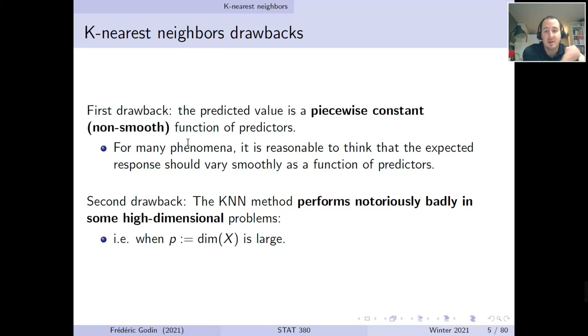It's even discontinuous. For many phenomena, it might be more reasonable to expect that the prediction should be a smooth function of predictors instead of a very bumpy and erratic one. Another issue associated with k-nearest neighbors is that it performs notoriously badly in some high dimensional problems. What do we mean by high dimensional problems? It's when p, the number of predictors for each observation, is very large.